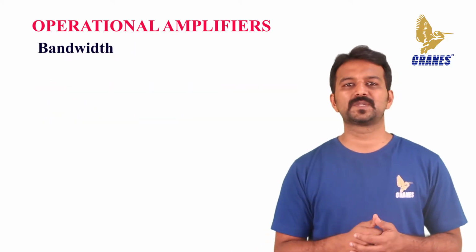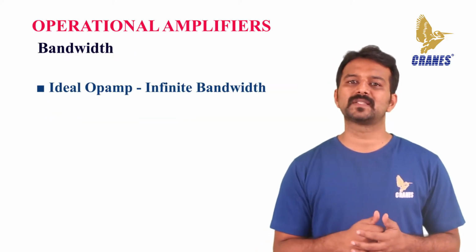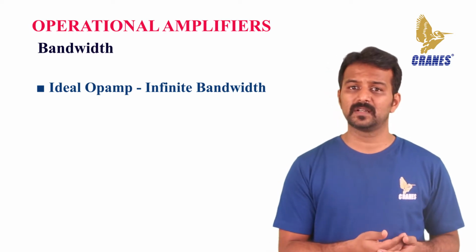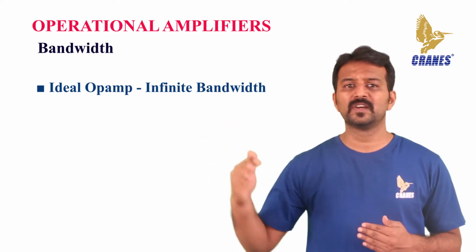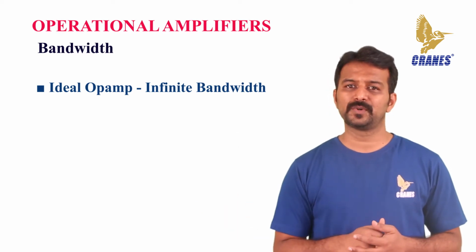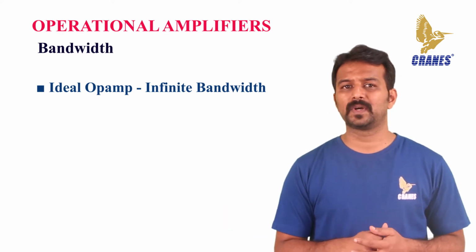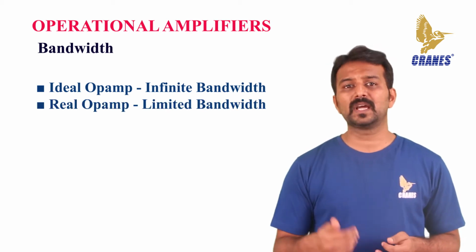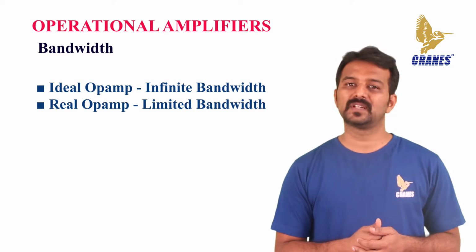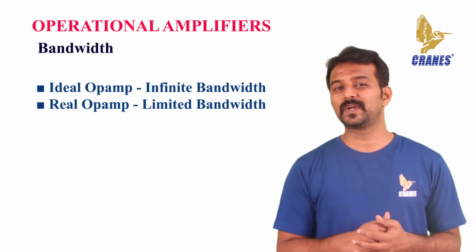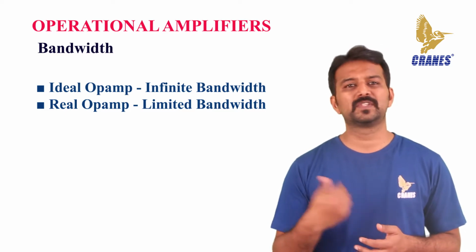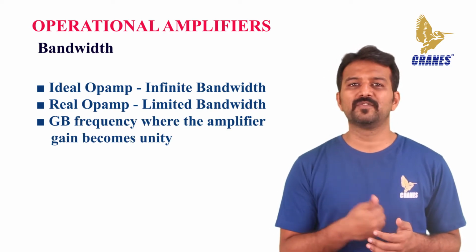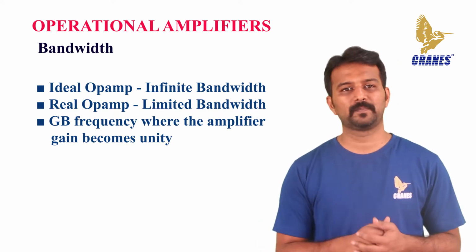The next parameter is bandwidth. An ideal op-amp has an infinite bandwidth, that is, it can amplify any signal from DC to the highest AC frequencies without any losses. So therefore, an ideal op-amp is said to have infinite frequency response. In real op-amps, the bandwidth is generally limited. The limit depends on the gain bandwidth product, which we call GB, which is defined as the frequency where the amplifier gain becomes unity.